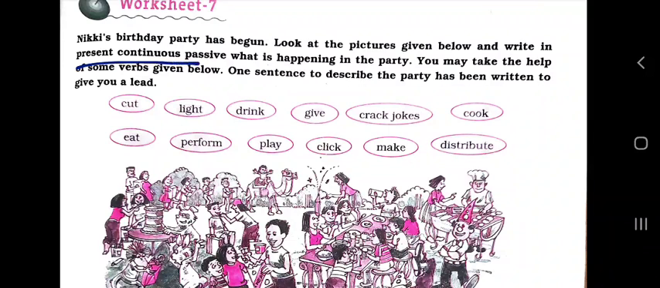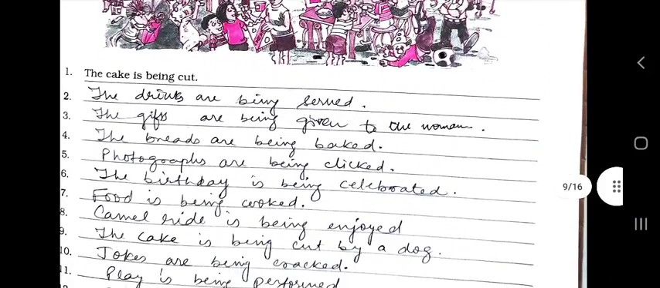In present continuous passive, if you turn to page number 134, it is given that a robot is being made by him. Like, he is making a robot, so a robot is being made by him. It is given on page number 134. So how will the sentence in present continuous passive be formed? Let's see it. The cake is being cut.